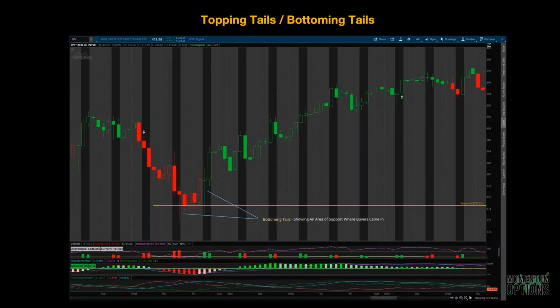Here we can see a couple bottoming tails. So we just simply find an area of support here. We can see that there's a lot of rejection at those lows, meaning there were buyers waiting down there. Now there are two different types of bottoming tails shown in this picture.